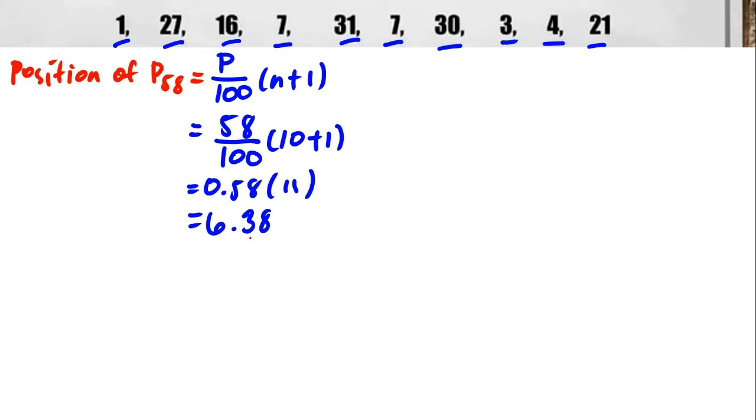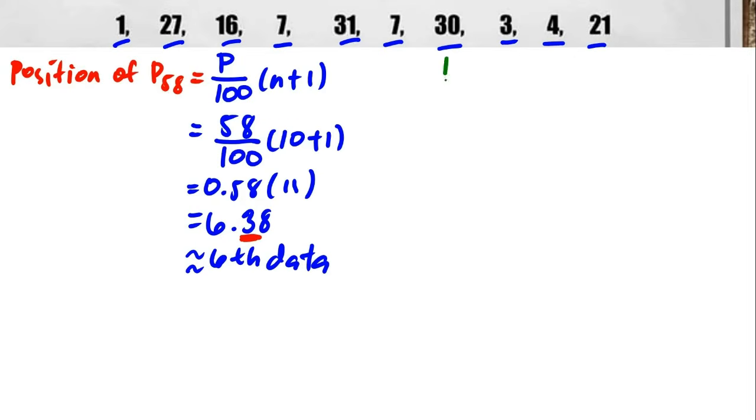Ang gagawin natin, tingin lang kayo dito sa tenths natin. So it is less than 5. So ang magiging sagot na natin dito ay pang 6 na data yung ating P58. So, naka-arrange na ba yung data natin from lowest to highest? Hindi pa. So, we need to arrange it.